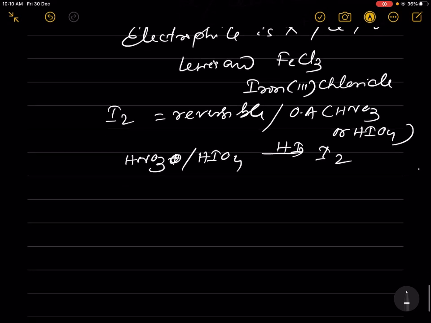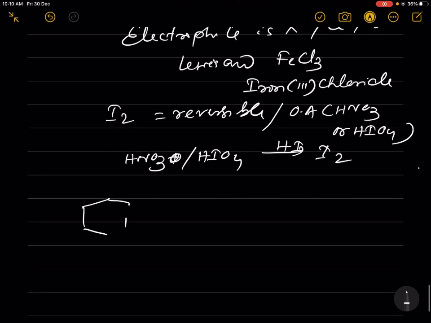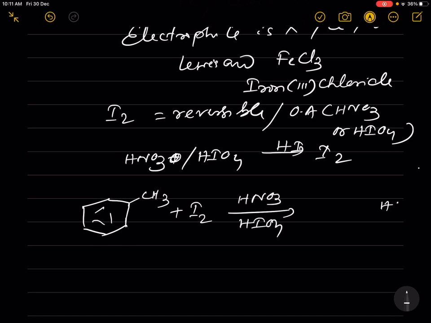Suppose this is toluene, you treat it with iodine, but the reaction should be carried out in the presence of HNO3 or HIO4. The HI produced will react with HNO3 or HIO4 to give back iodine. So the reaction becomes irreversible and the yield of iodobenzene, the yield of aryl iodide, can be increased.